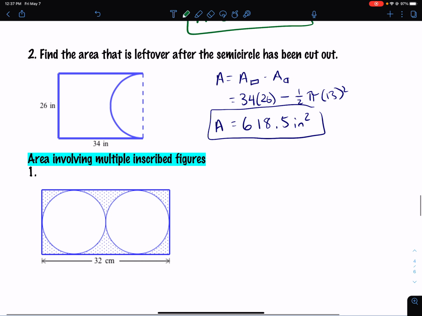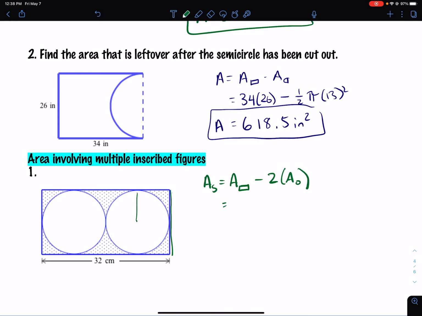All right, now we're going to find area with multiple figures inside, okay? So to find the area of this shaded region, I'm going to take the area of my rectangle and subtract 2 times the area of a circle, because I have 2 circles in here, so I've got to subtract 2 of them. Now this is going to be tricky. I've got to find what my height is here, and then figure out what the radius is, which is going to be half that height.